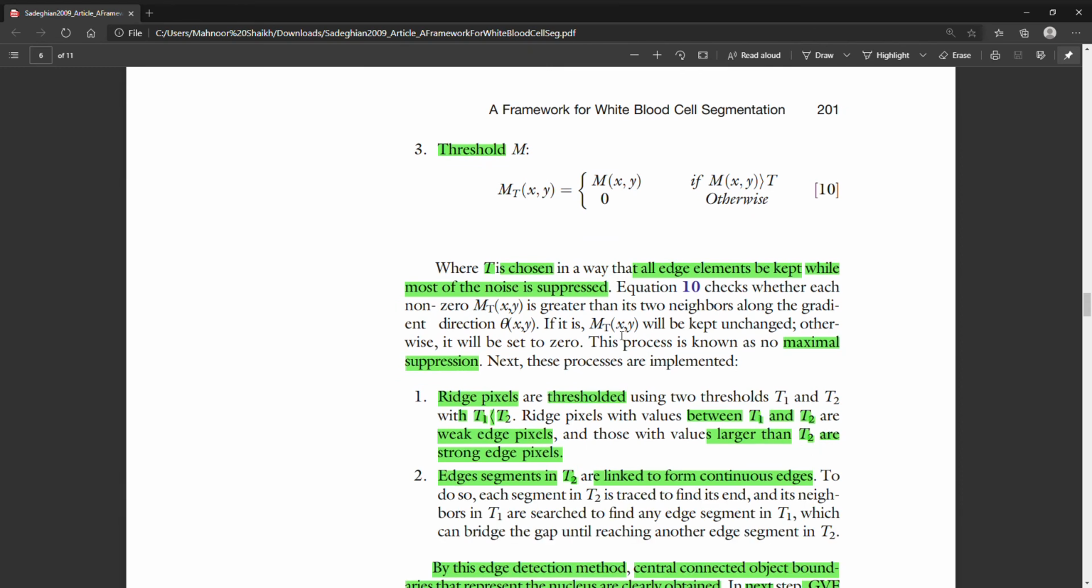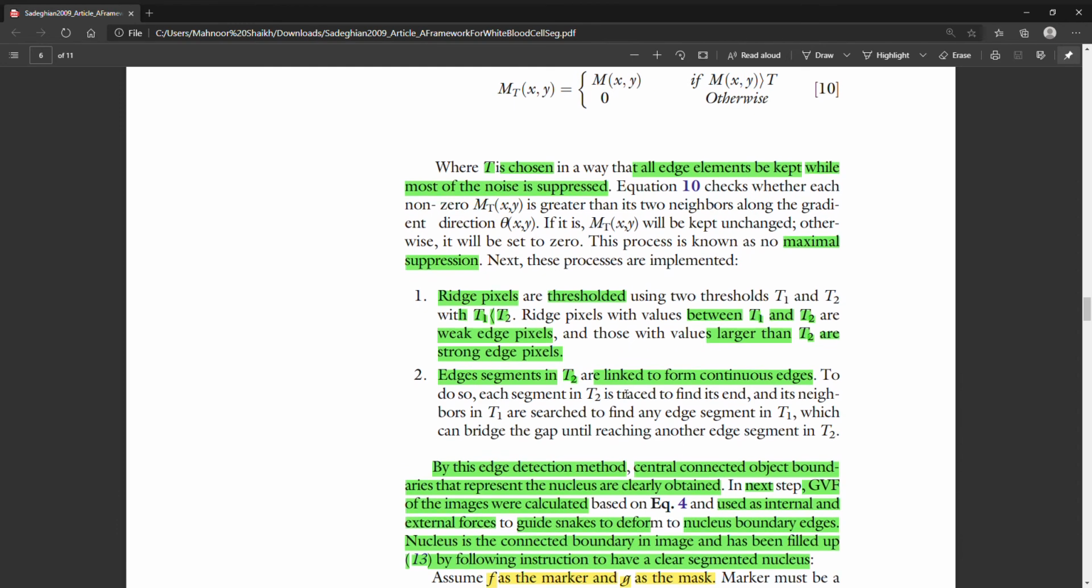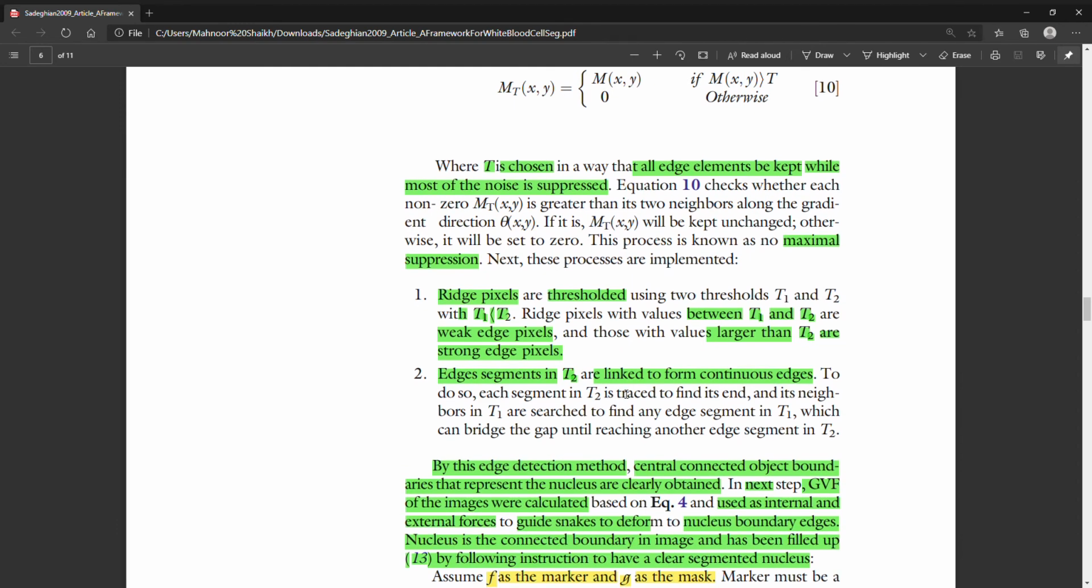The next steps are ridge pixel thresholds, which work on T1 and T2 with T1 less than T2. The ridge pixels with values between T1 and T2 are weak edge pixels, and those with values larger than T2 are strong edge pixels. Edge segments in T2 are linked to form continuous edges. To do so, each segment in T2 is traced to find its end, and its neighbors in T1 are searched to find any edge segment in T1 which can bridge the gap until reaching another edge segment in T2. By the edge detection method, centrally connected object boundaries that represent the nucleus are clearly obtained.